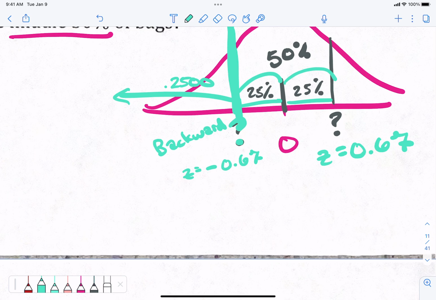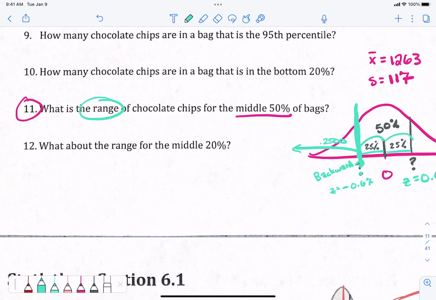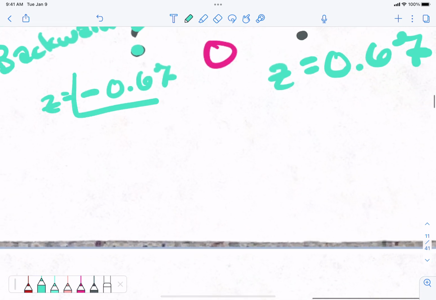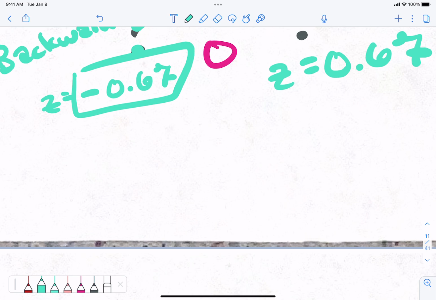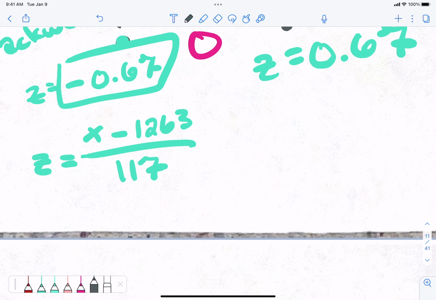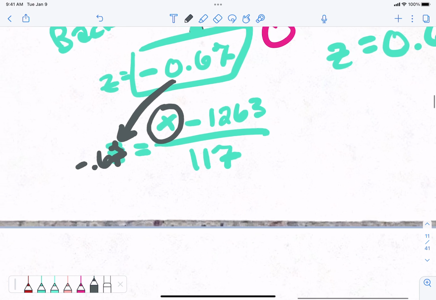Now, here's the deal. We're not quite done yet. Are you following this so far? Last problem. Give me your full attention. What range of chocolate chips gives me the middle 50%? I know the Z-score is negative 0.67. So Z equals X minus 1263 over 117. I know that this is negative 0.67, and I am trying to find this number. So you're working the formula backwards.